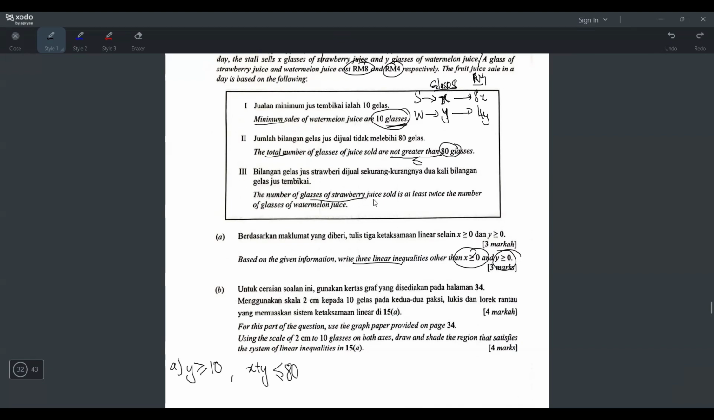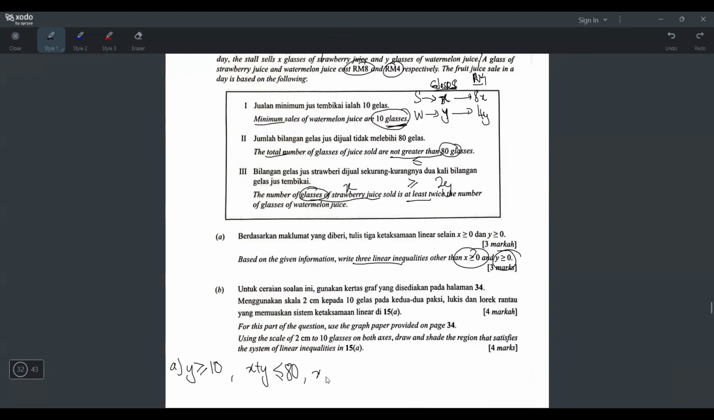The number of glasses of strawberry juice, this one is x. We all know that, because glass of strawberry is x. It is at least, so bigger than or equal to, because at least means it cannot be less than that. So it has to be bigger than or equal. Dalam bahasa Melayu, sekurang-kurangnya, maksudnya tak boleh kurang daripada tu, dia kena lebih atau sama dengan. Twice the number of watermelon, so 2y.